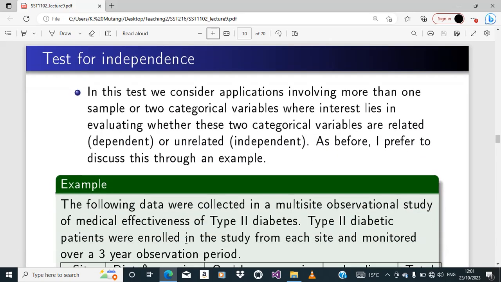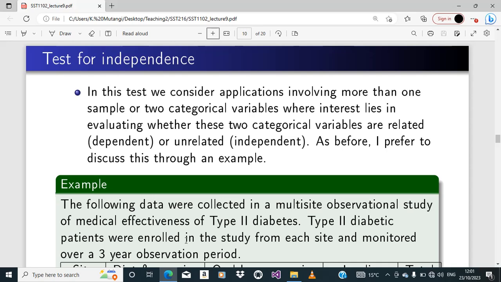So the next slide is about the test for independence. We want in this case to test whether or not two categorical variables are independent. So our null hypothesis will indicate that the two variables are independent, while the alternative would indicate that they are associated or dependent. That is the interest of this slide. So we are testing if two variables are actually independent.